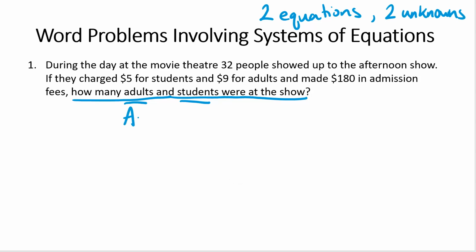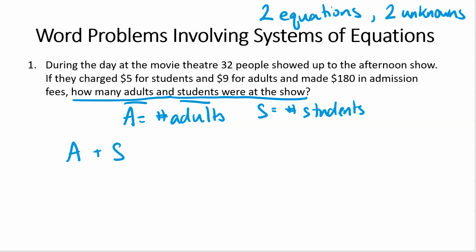So I can say let A equal the number of adults, and then let S equal the number of students, right? And then what am I asked for? The number of adults plus the number of students equals something. And let me look for that in the question. It says during the day at the movie theater, 32 people showed up. Okay, so the number of adults plus the number of students must be equal to 32. That's your first equation. So let's look at the question again to see if we can figure out information that can guide us into equation 2.